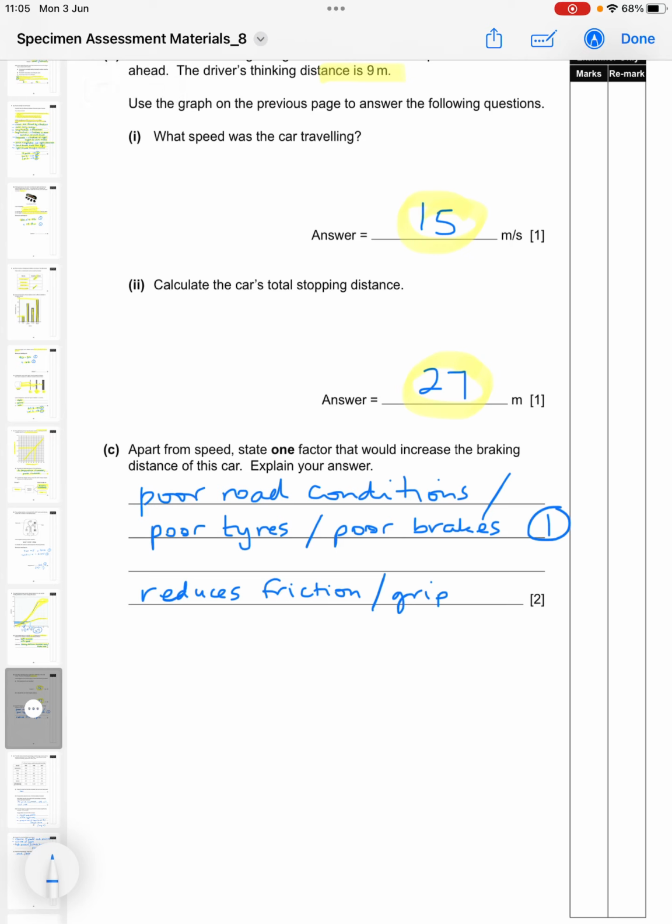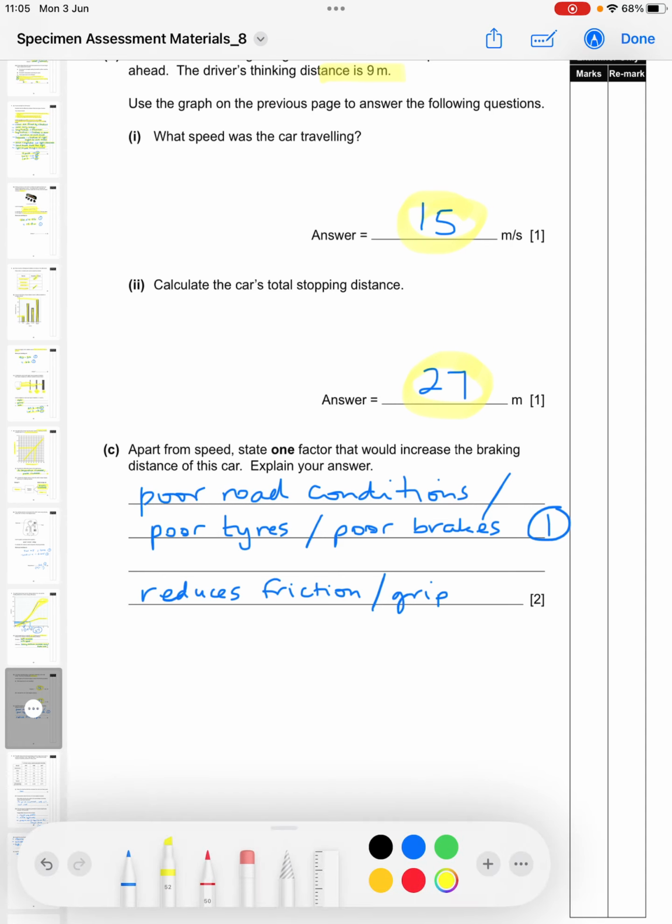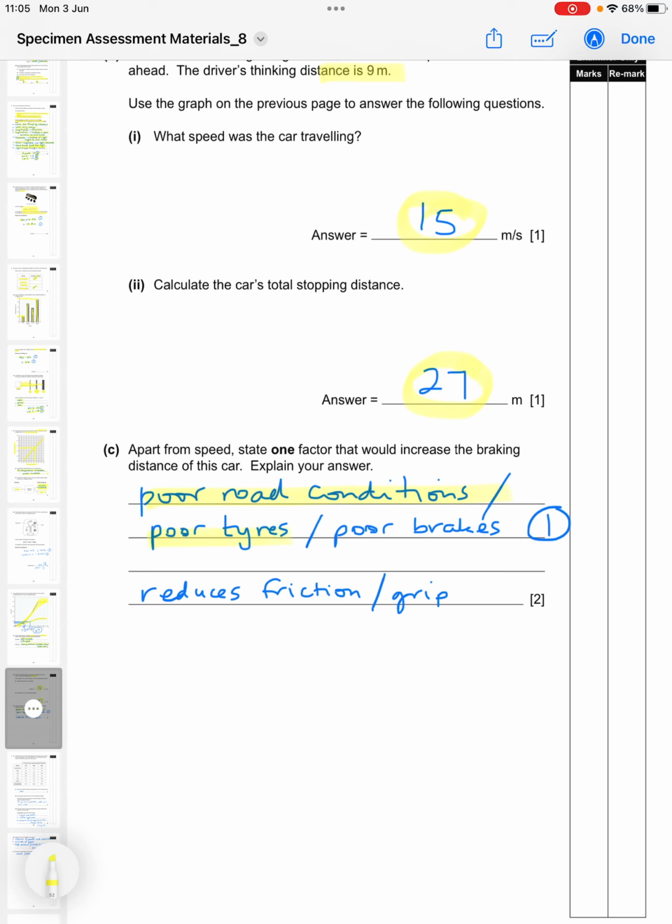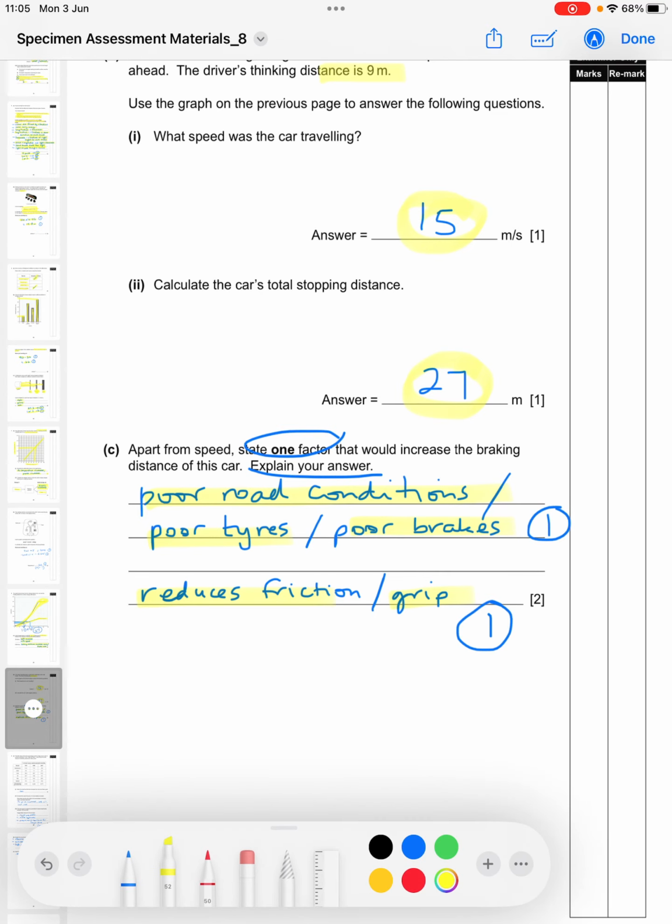Then, apart from speed, state one factor that would increase the braking distance of this car and explain your answer. So any of these, you could have said poor road conditions, poor tyres or poor brakes, and all of those would reduce friction or grip. So you have 1 mark for the factor and then 1 mark for your explanation.